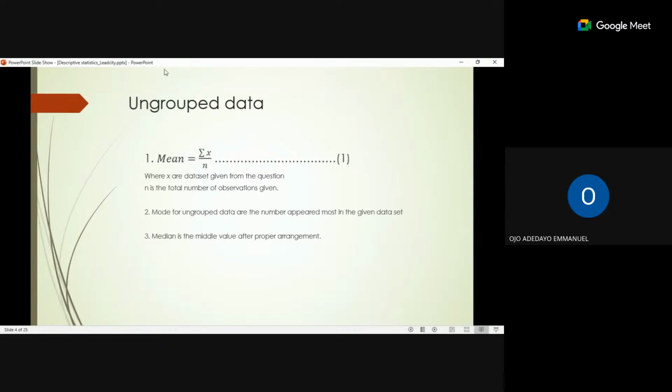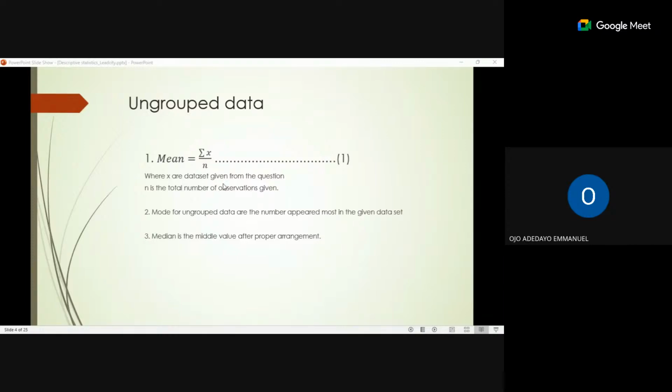So now divided by how many blood pressures did you add together? It's just 10 divided by 10. The 10 there is this n. So by the time you do that, you have performed what we call the mean for ungrouped data. We have performed what we call what? The mean for ungrouped data. So that is number one.